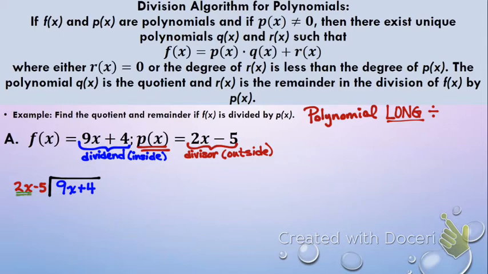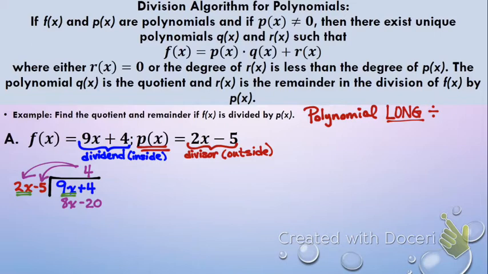So we're usually just looking at these first pieces here. You want to figure out how many times does 2x go into 9x. How many whole times can 2x go into 9x? 4. So we're going to put 4 up here, and then we're going to distribute that. So I would have 8x and a negative 20.